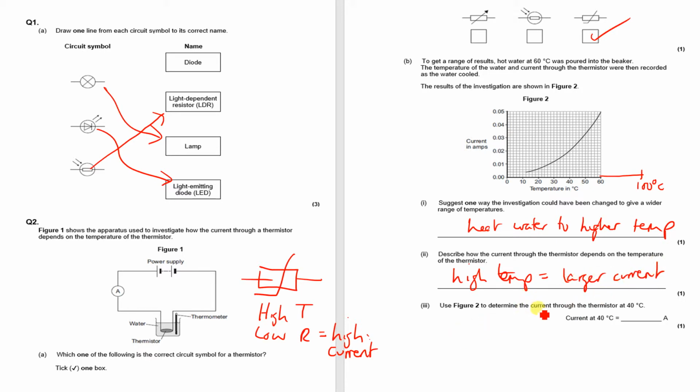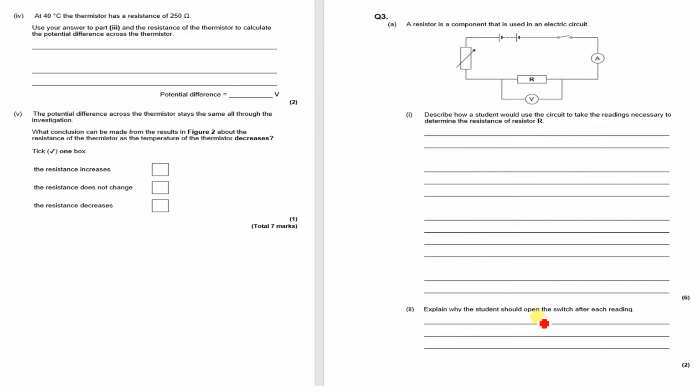Okay, use figure 2 to determine the current through the thermistor at 40 degrees C. So we'd have to draw a line up from 40 degrees C and across to that value. And that is going to give us a current in amps of around 0.02 amps.